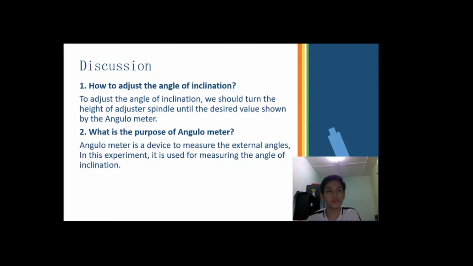Okay, I will continue with the discussion part. The first question is how to adjust the angle of inclination.